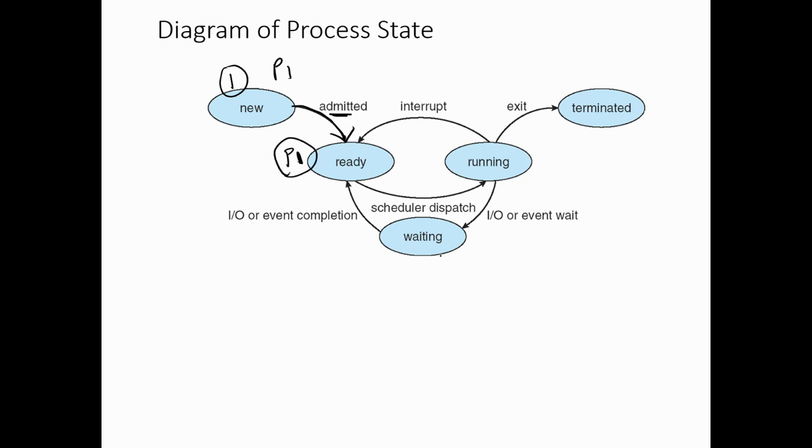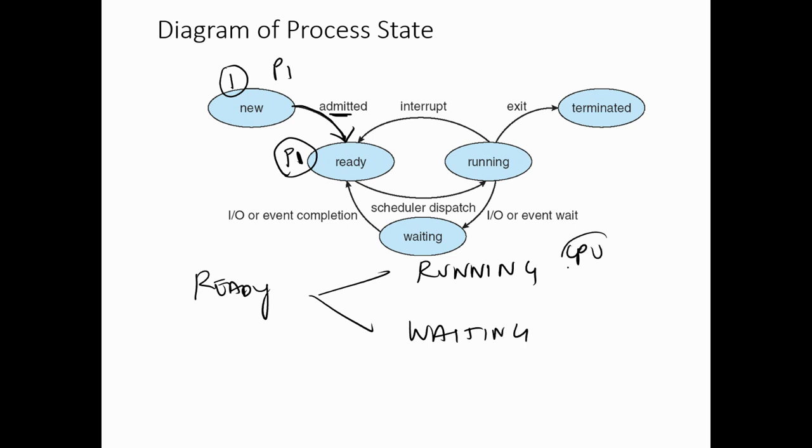Now what are we supposed to do after the ready state? We are supposed to either move to a running state or a waiting state. Why? Because when the CPU is free, then we can move the process P1 from the ready state to the running state.